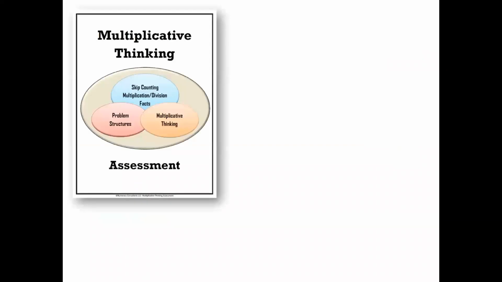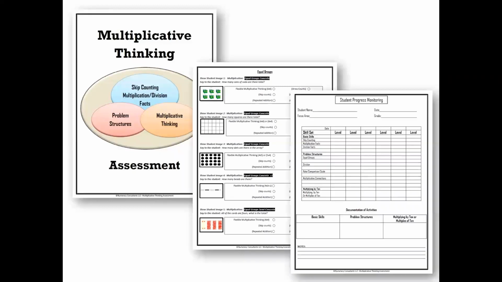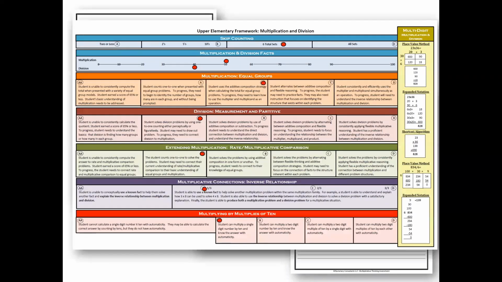So here's what it would look like using the Multiplicative Thinking program in practice. You give the Multiplicative Thinking assessment, and you're going to test students in a lot of different areas. You're going to receive a score for them. After you receive that score, you'll take the student progress monitoring sheet and record their scores, and you'll have your baseline data. After you have your baseline data, you'll map out their thinking on the Multiplicative Thinking framework.